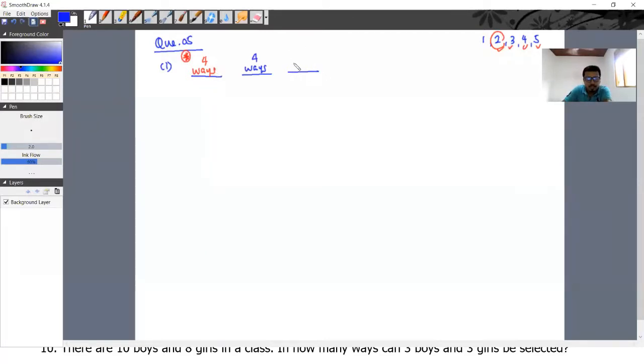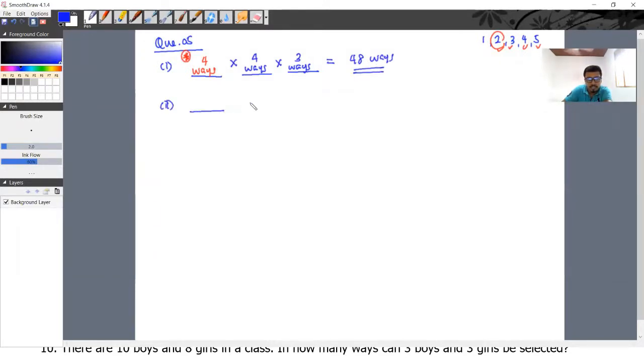And for this particular case, I have already used two digits and I am left with only 3 digits. One of those 3 I can use here. So altogether, how many ways are there? If the repetition is not allowed, 4 into 4, 16, 16 into 3, that is 48. 48 ways are there.